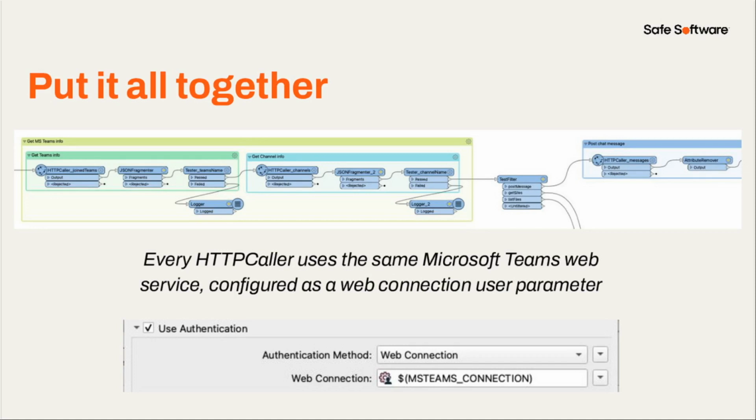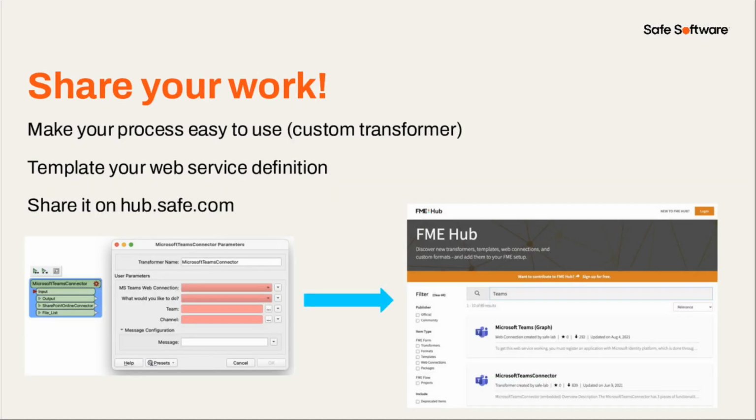So this is what you'll see if you ever download the Microsoft Teams connector from FME Hub. If you went inside and edited that transformer, this is pretty much what you'll see. One thing that I did when building this is every single HTTP caller is using that Microsoft Teams web connection, but instead of setting up and configuring every single HTTP caller, I set that up as a web connection user parameter. So on the main custom transformer interface, I only have to set that once, which you can see here, and that will put the same web connection on every HTTP caller, which just makes configuring it a little bit easier.